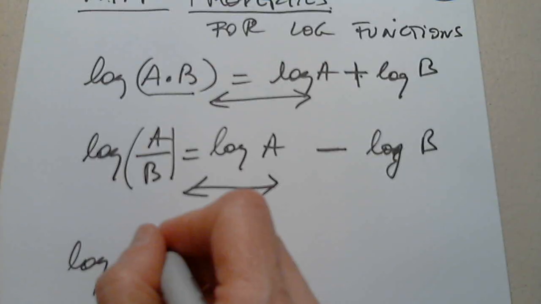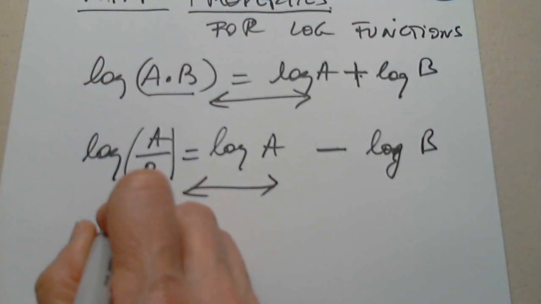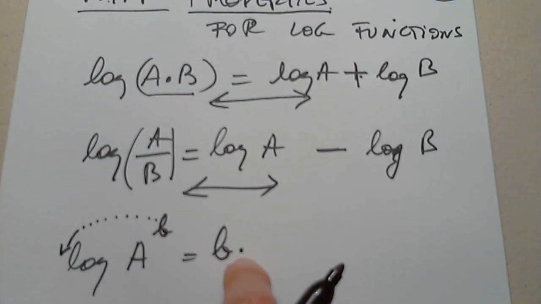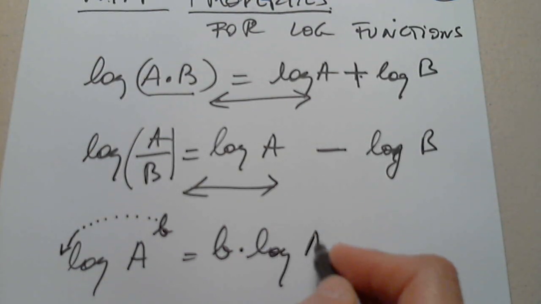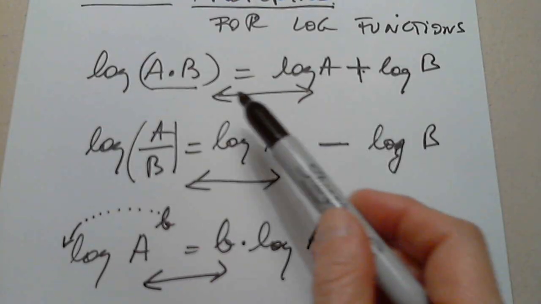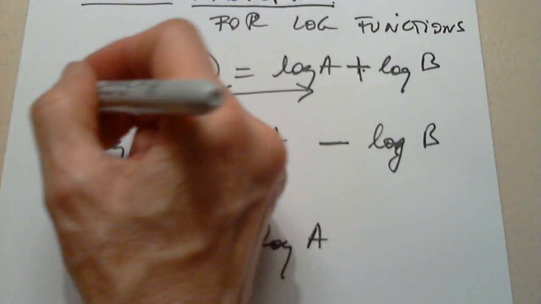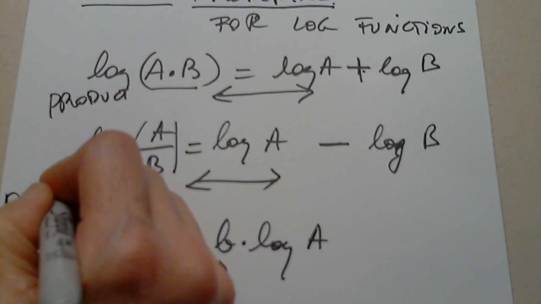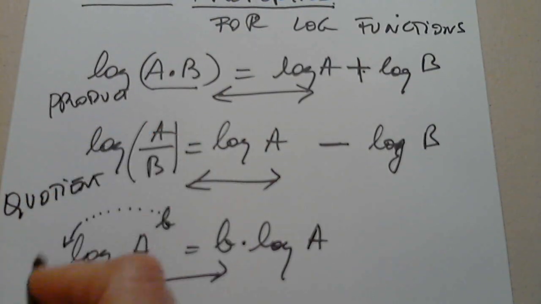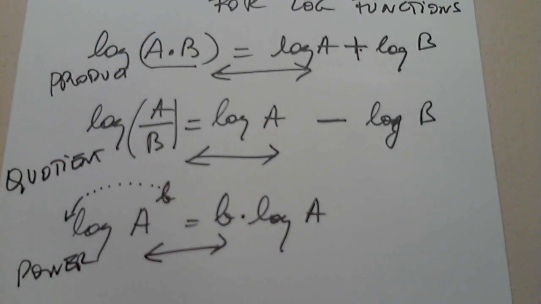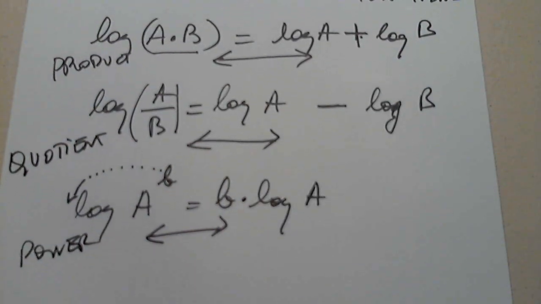And the last one is log of A applied to A to a power. That becomes a factor in front. So when we talk about the factor, we mean multiplication. And again, back and forth. So this is the product rule. This is the quotient. And this is the power. The power goes in front as a factor, multiplication.